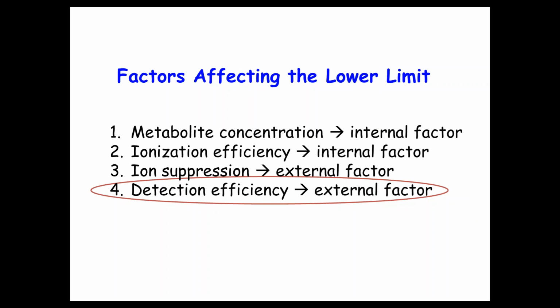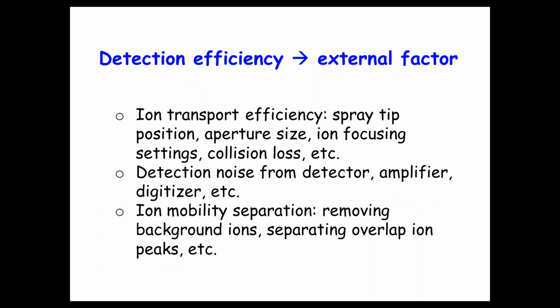Last, let's look at the factors relating to mass spectrometer detection efficiency. To improve detection efficiency, we need to increase ion transport efficiency, such as optimizing the electrospray tip position, using a large sampling orifice size to accept more ions, adjusting ion focusing settings, avoiding collision loss. Some of those actions can be done by the users, and others need to be done by the manufacturers.